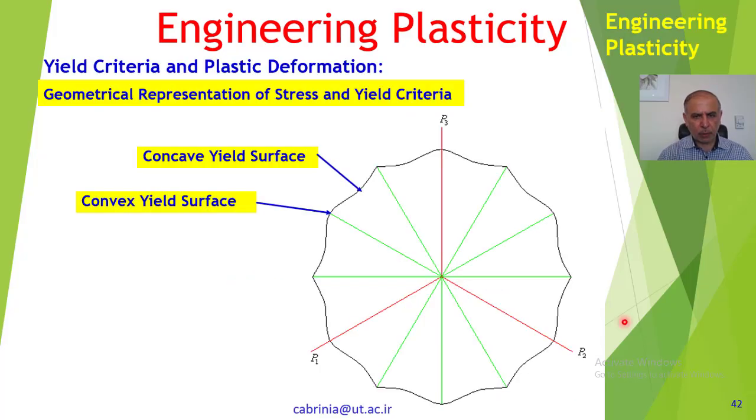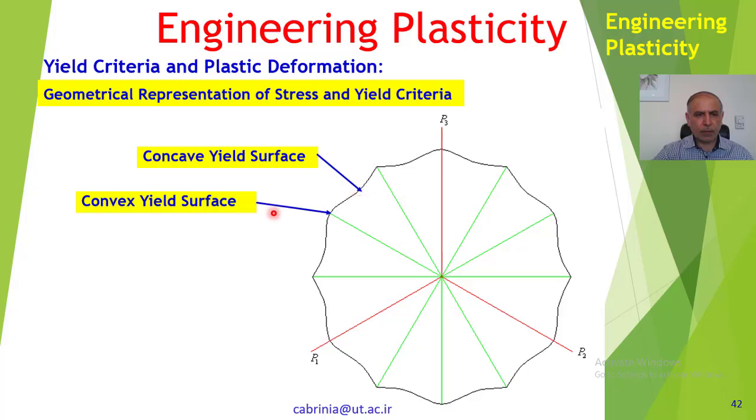We have been talking about the yield criteria during the past sessions, and here I'm going to discuss the yield surface. As you can see in this figure, and as we mentioned before, the yield surface could be either concave or convex. That's convex, that's concave, and that's convex. Okay, this is convex, this is concave.